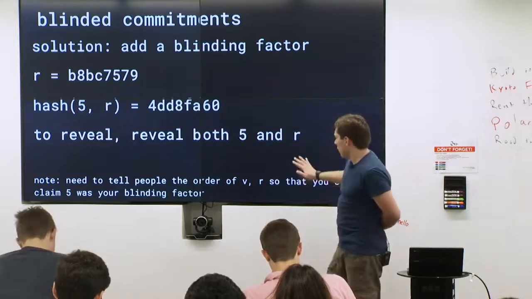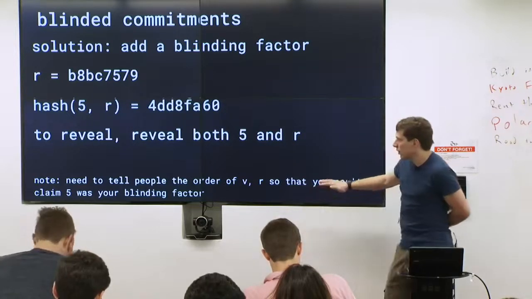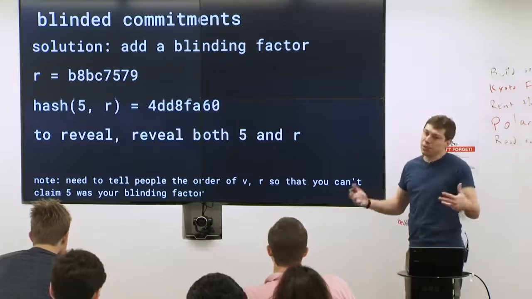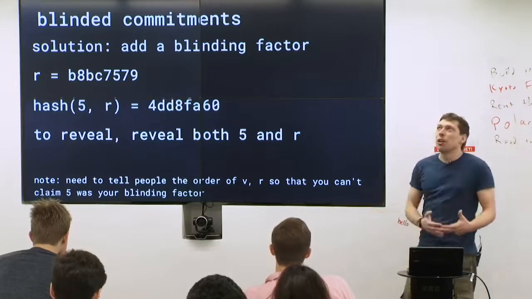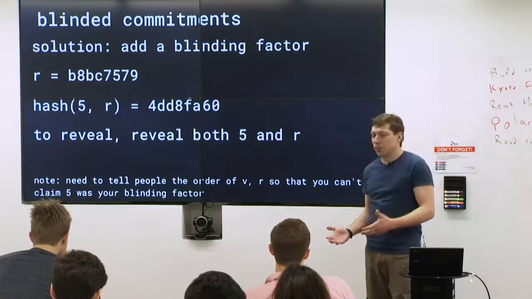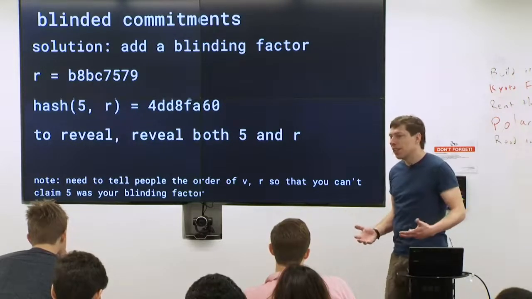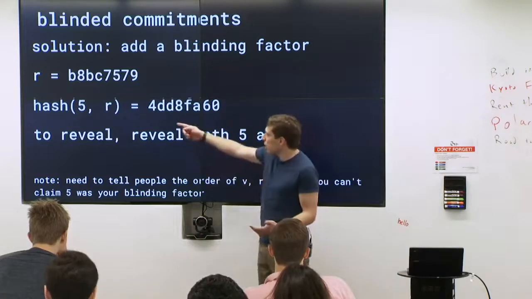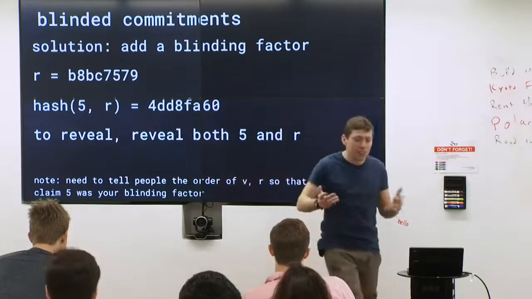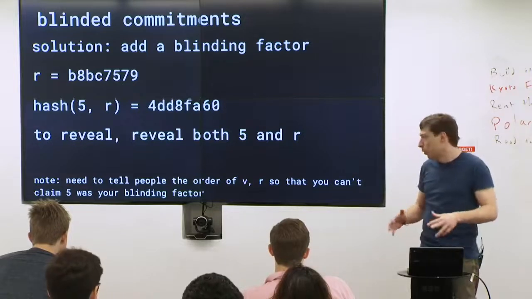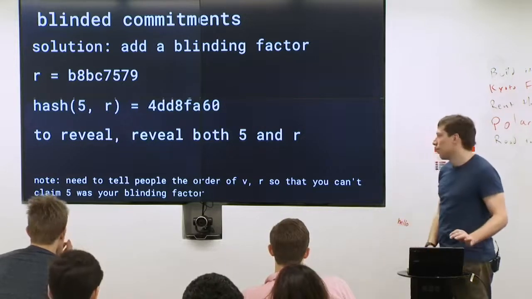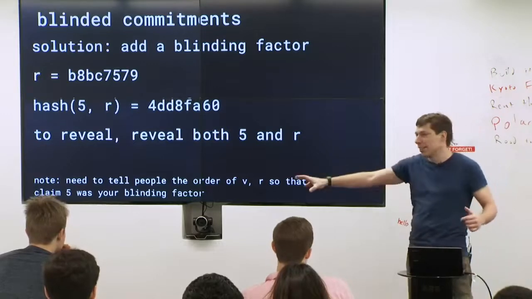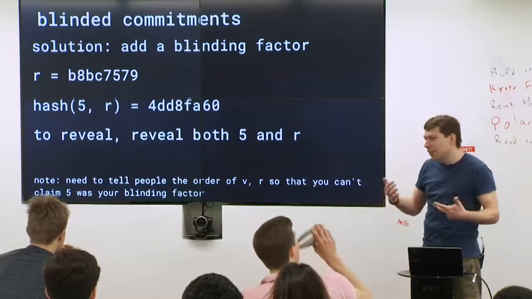And then you need to tell people what order you're doing things in. The system needs to be predefined, right? When you're committing, you also have to commit to the algorithms, or have pre-agreed upon algorithms, because otherwise you could say, no, I committed to R, 5 was my blinding factor. So you need to have protocols set up beforehand. If you just say, hey, I'm committing, here's this value, people will ask, okay, well, how are you committing? What hash functions?